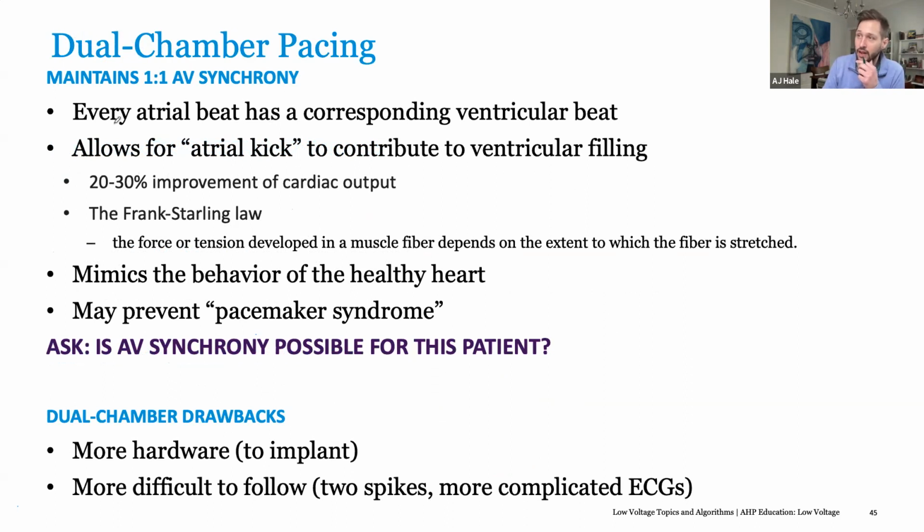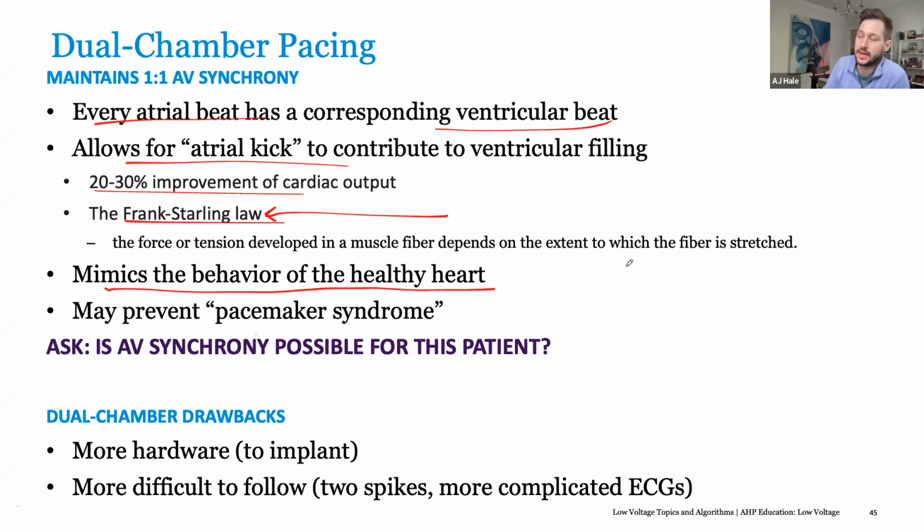Dual chamber pacing. So you always have an atrial beat corresponding to a ventricular beat. You'll allow for that atrial kick, which is 20-30% of your cardiac output. Frank-Starling law, Elvis, I'm sure you know this, but if not, study it because it'll come up. You want to mimic the healthy heart as much as possible. So everything we're trying to do is to act like a healthy human heart, down to CRT.